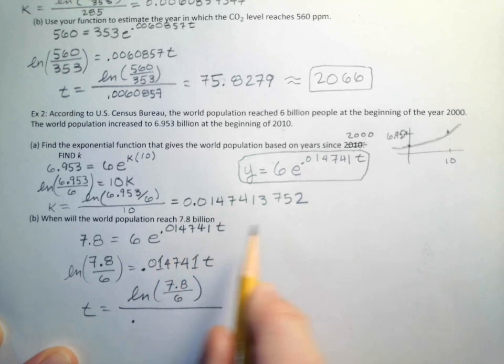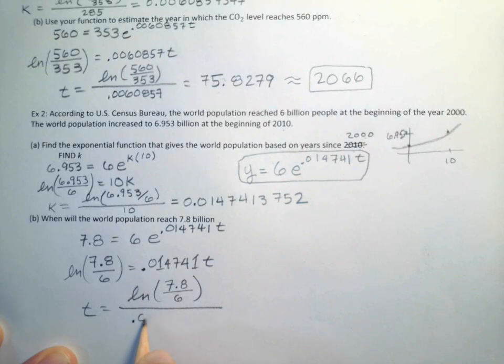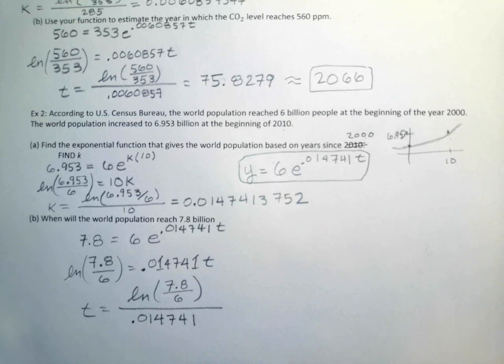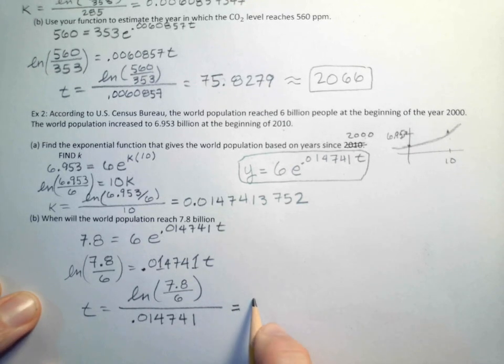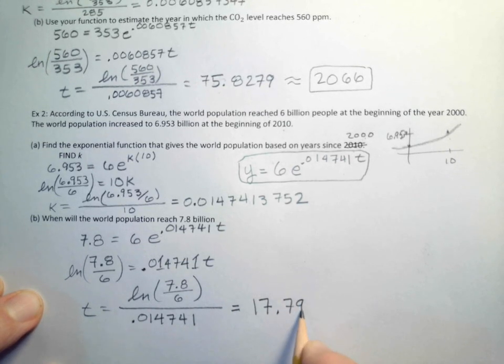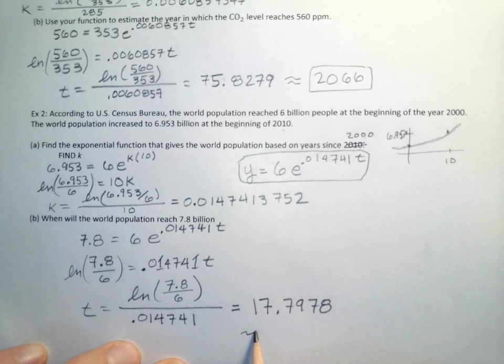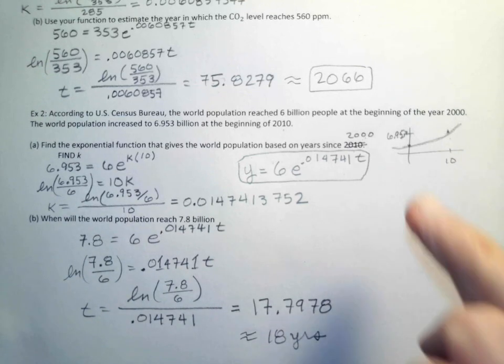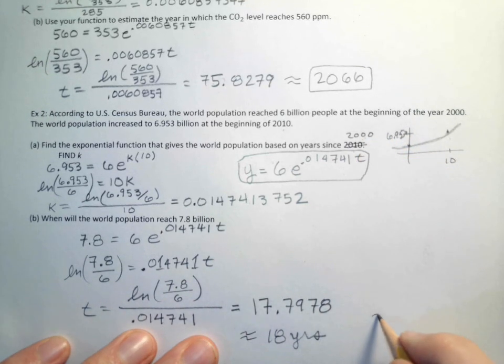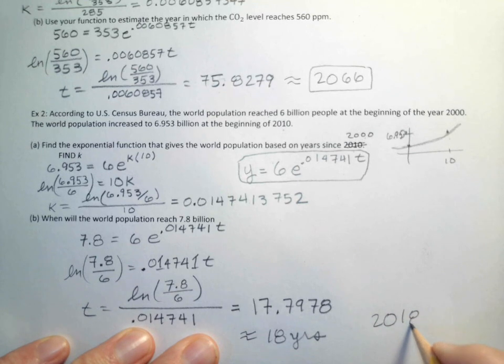So if you saved your k in your calculator from this up here, when you go and plug all this in, you can recall previous answer, and that maybe will get you a slightly different answer. Depends on how many decimal places you use. I tend to use all of them when I recall my calculator. So let's see, I get a t of 17.7978. So we would probably say, well, that's about 18 years. 18 years since 2000. And so that's about the year 2018.